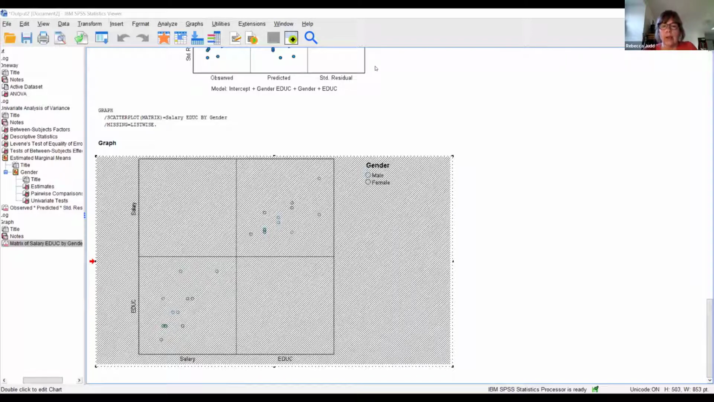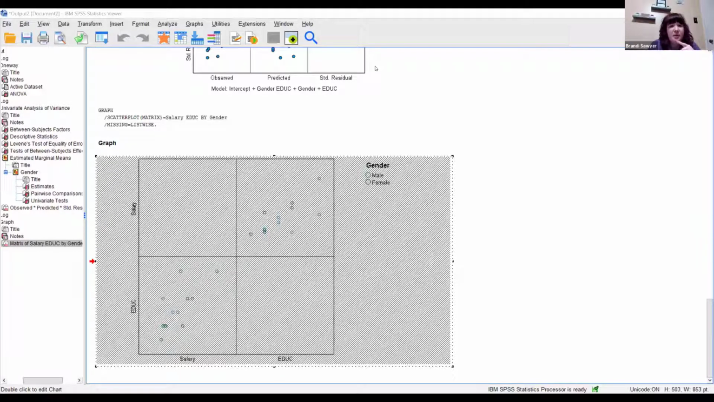So right here, I've got education and salary, and again, salary and education right here. Male being the light blue, female being a little bit darker. But you can see that where these linear lines come in, they're not linearly associated here. So that would be one where, with this data set, we did not meet that assumption.